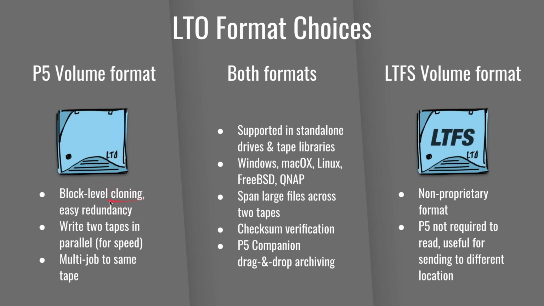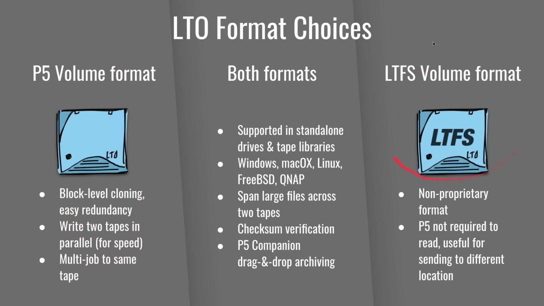As well as doing the cloning, you can write two tapes in parallel for speed. So instead of getting like 300 megabytes per second to one drive, you could effectively double that by writing to two at the same time, which is different to cloning. And you can also have multiple jobs running, writing to the same tape. So you could have one archive job running, somebody else comes on to the multi-user P5 system and starts archiving some other data. Now you've got two jobs running and they can write to the same tape at the same time. The data gets split up and spread across the tape. So those are things you can do with our long-standing P5 proprietary tape format.